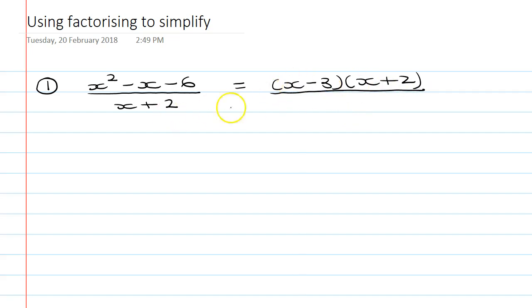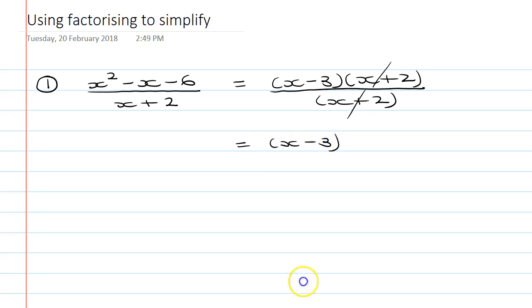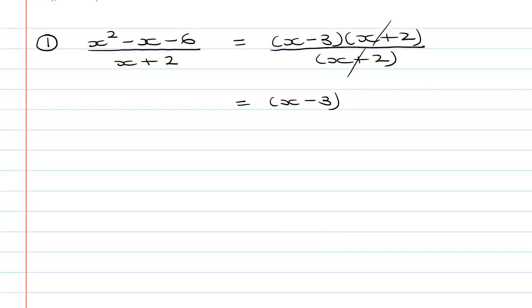Now on the denominator we've got an x plus 2, which is not in brackets, but to make life easy so we can see that it is the same, we can place it in brackets because it's all one term. Those two are like terms, they are multiplied, so we can therefore cancel, leaving us with x minus 3 as the finished expression.